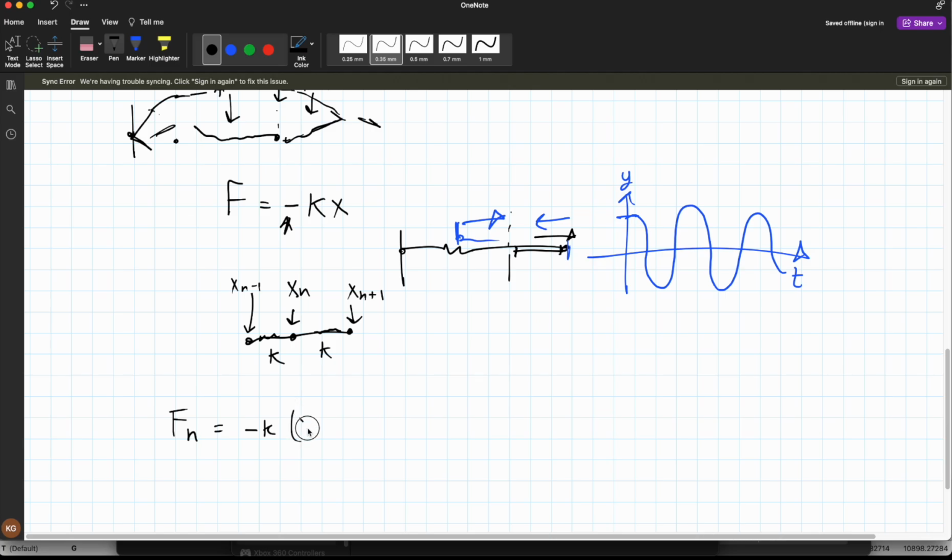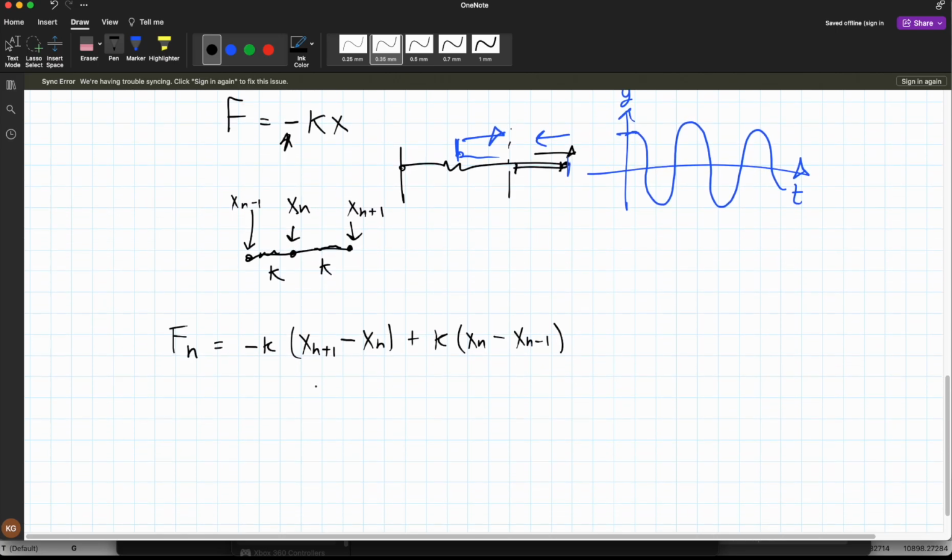So we can say if x_{n+1} minus x_n, if that distance is small, then we go this way. And likewise for this one, if this distance between x_n and x_{n-1} is small and this is compressed, it's going to move to the right. So the k, instead of being a minus k, it's a plus k. So x_{n+1}, x_n, that's our spring, minus x_{n-1}.